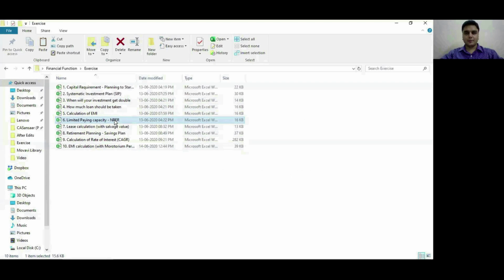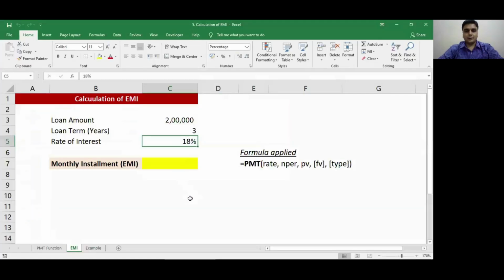Let's move on to the next topic. In this, we will learn how to calculate the value of EMI. Like for example, in the given case, I've taken a loan of 2 lakh rupees for a period of 3 years and the rate of interest is 18%. Now I need to calculate the monthly EMI.